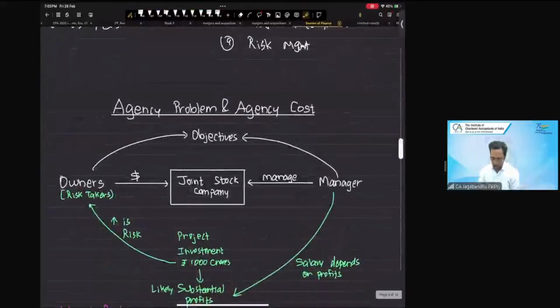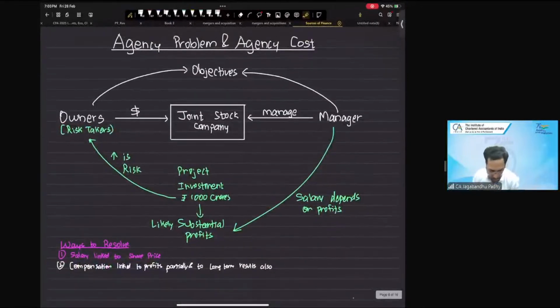Now, there is something called the agency problem and agency cost. This generally comes up in the case of joint stock companies. But if we don't look at the joint stock company and I ask you about a sole proprietorship, in a sole proprietorship, are the owner of the business and the manager of the business the same person, or are they different? They are the same, sir. If I'm having my own restaurant, I'm managing the restaurant and I'm also owning the restaurant, right?